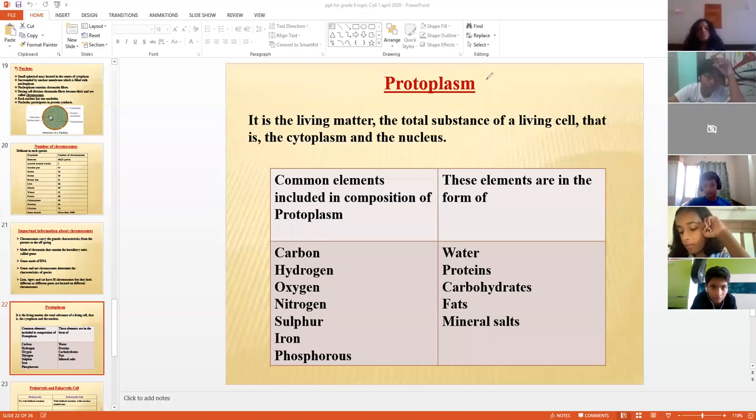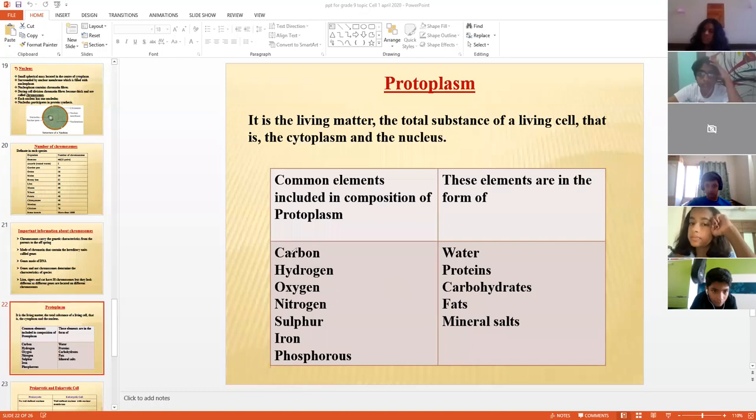Now, what is protoplasm? This is another terminology. Protoplasm is a living matter, the total substance of a living cell. That is the cytoplasm and the nucleus. That means whatever liquid material is present inside the cell membrane and inside the nucleus, that in total is called protoplasm.